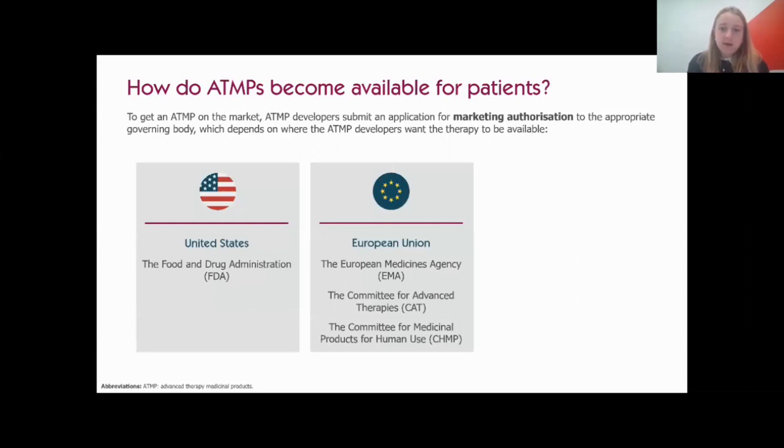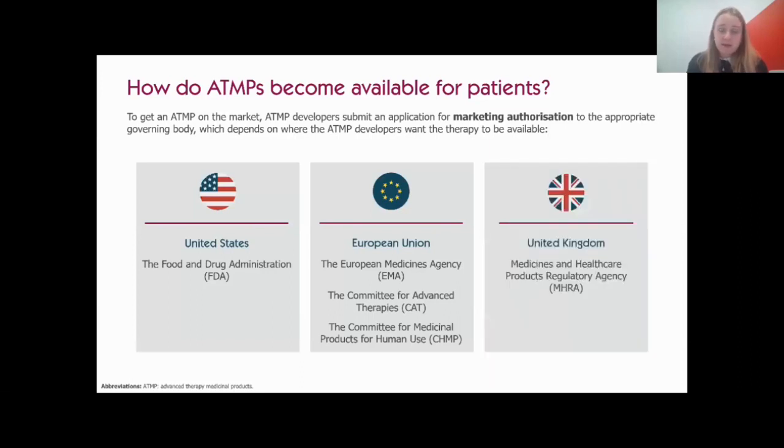In the European Union, it's the EMA. There's also the Committee for Advanced Therapies and the Committee for Medicinal Products for Human Use. And then in the UK, it is the MHRA, which we mentioned previously. Following Brexit, the MHRA is the UK's standalone regulator, whereas there used to be the EMA and the MHRA.